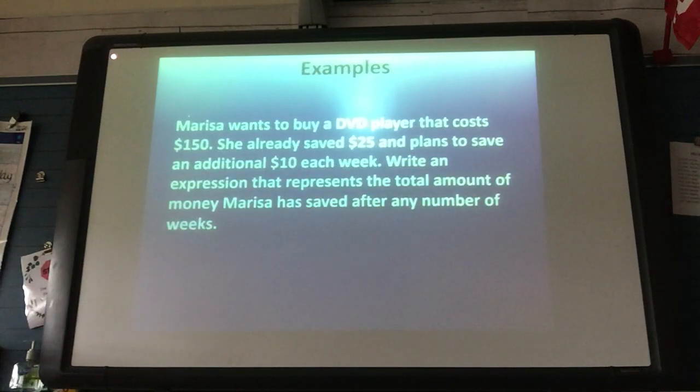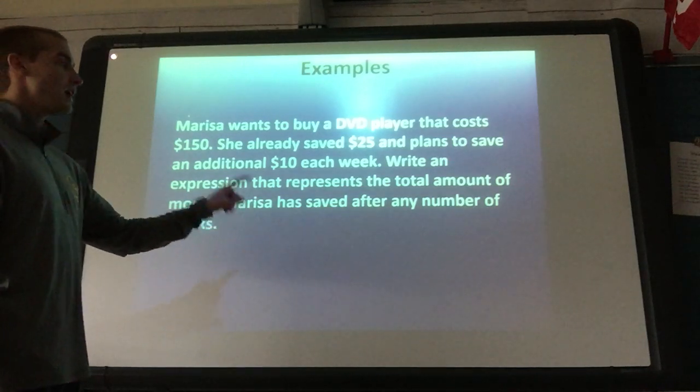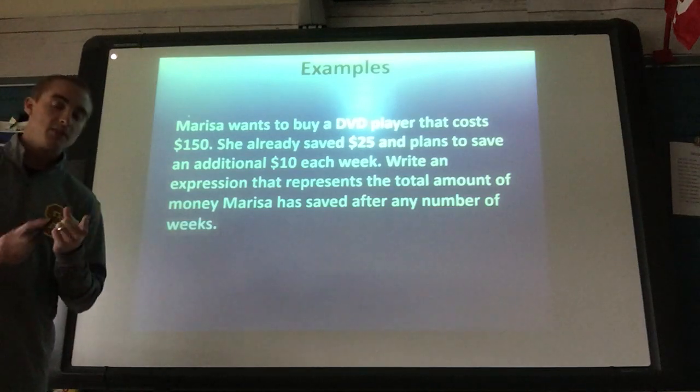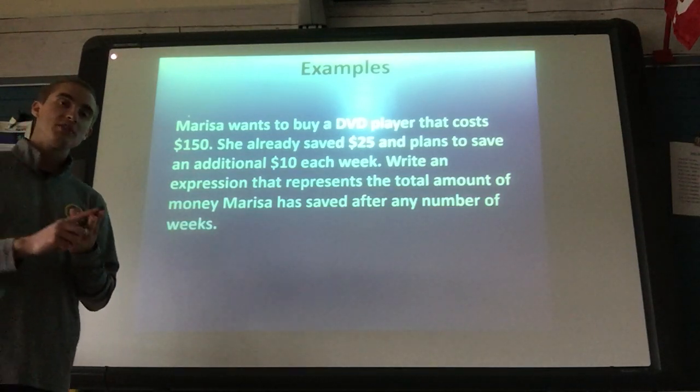Okay, so let's look at our first example. Marissa wants to buy a DVD player that costs $150. She already saved $25, and she plans to save an additional $10 each week. So write an expression that represents the total amount of money she saved after any number of weeks. So we know how much money she's saving every week. We know how much money she saved already.